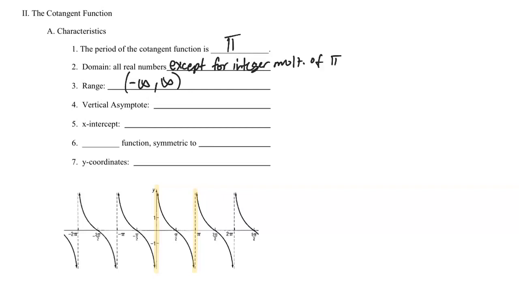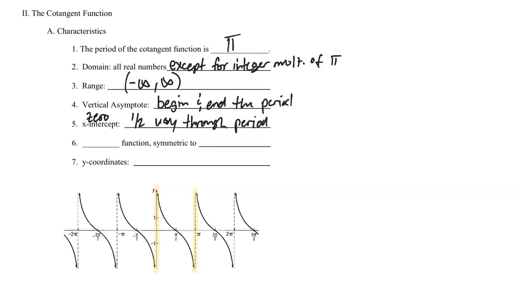Just like tangent, every period is going to begin and end with a vertical asymptote. So I'm going to put here begin and end the period. And then the x-intercept, just like tangent, comes halfway through the period. So halfway through the period, you're going to have that x-intercept, or probably more commonly called by me, a 0.